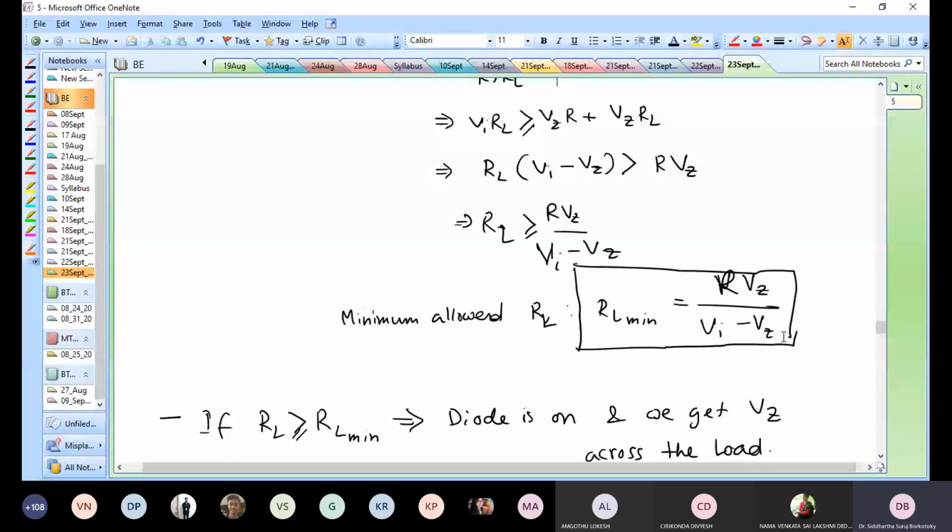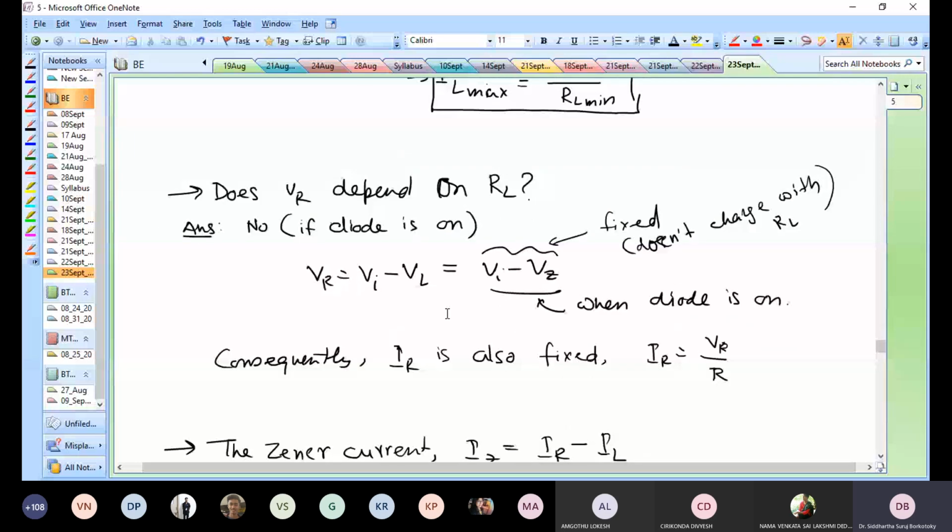What is VZ? VZ is 10. What is VI? VI is 16 volts. VZ again 10. And then R is 1 kilo. So based on that, I can easily tell what RL min should be. So this is the minimum amount of resistance I can use.